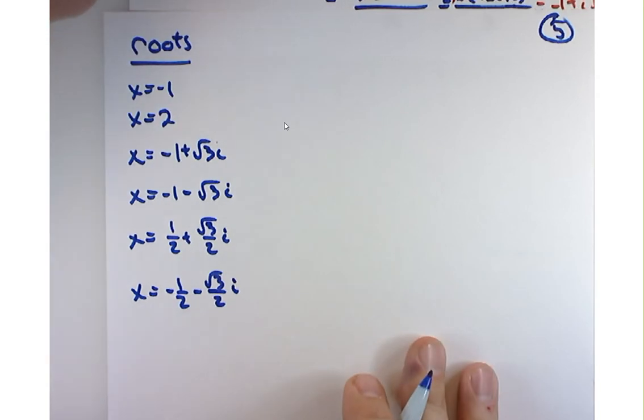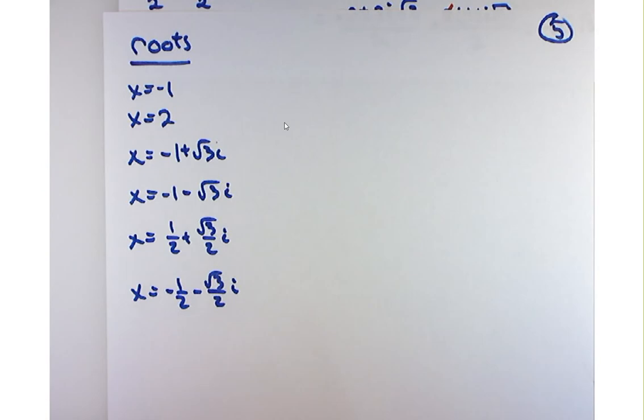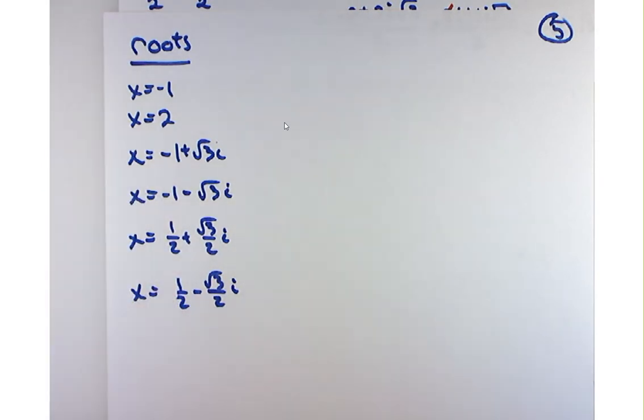Why did you make it 1/2 and then negative 1/2? Oops, I shouldn't have. Thank you. Actually, I think it was just a speck of dust on the lens, but I got it out, so thank you.